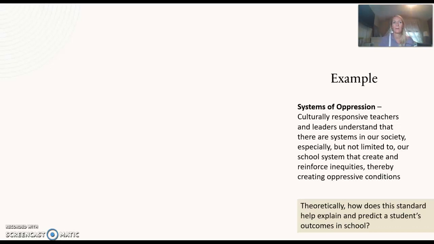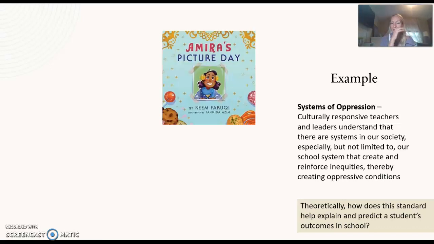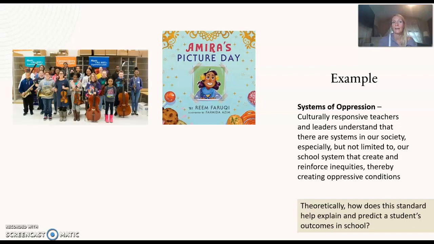So what does this look like, how does this play out in everyday life? Well, this was a great book I just read with my daughter the other day, Amira's Picture Day, if you haven't read it. It gets at an idea of systems of oppression, like our academic calendar is structured around Christian holidays. So this child, who needed to go to the mosque to celebrate Ramadan, potentially had to miss the school's picture day. That would never happen on Christmas or Easter, or any other holiday connected to Christianity, because the system is structured around that. That would be one example of how we structure our calendar.